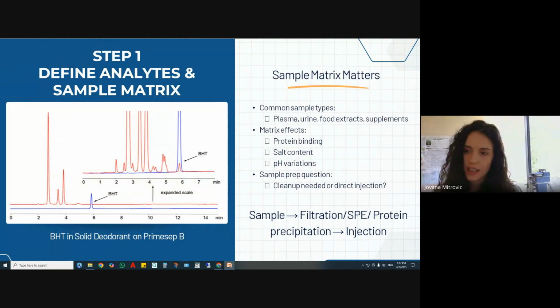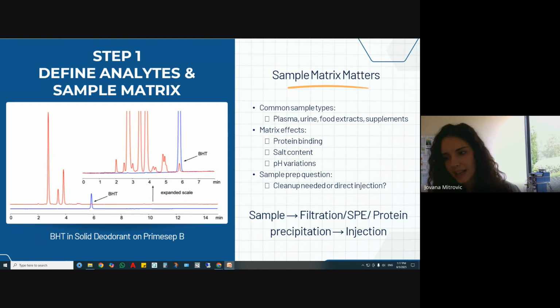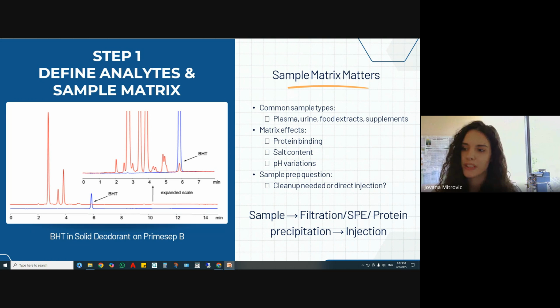And we have to ask ourselves, does our sample need a cleanup step before injection? For example, for protein-rich samples like plasma, you might use protein precipitation with acetonitrile or methanol.